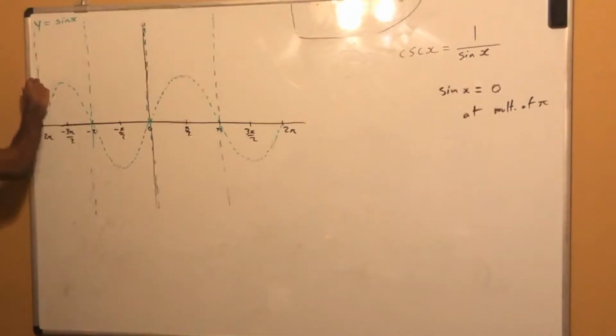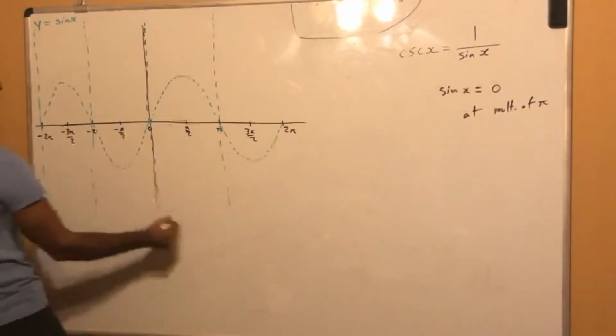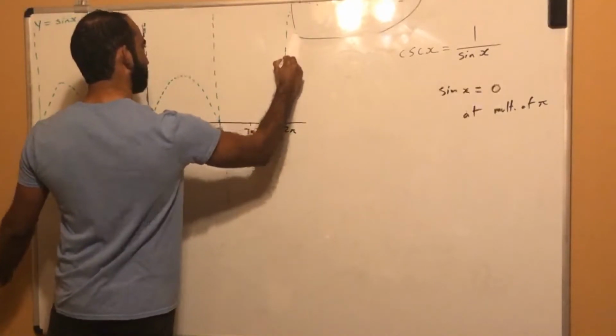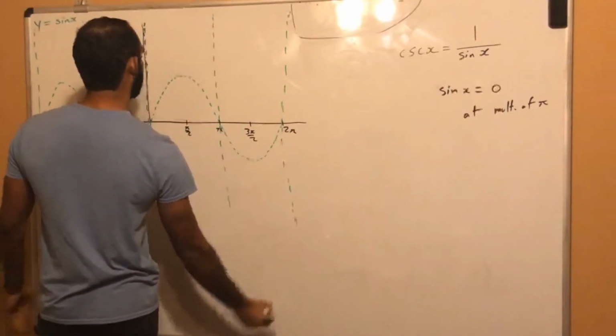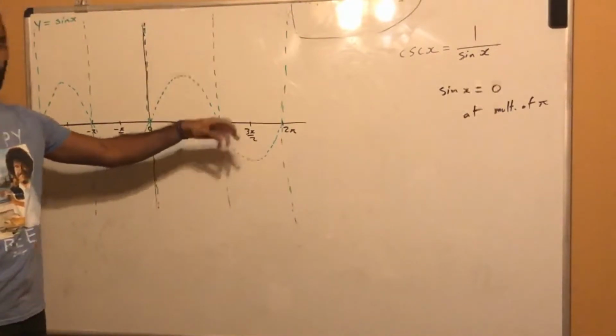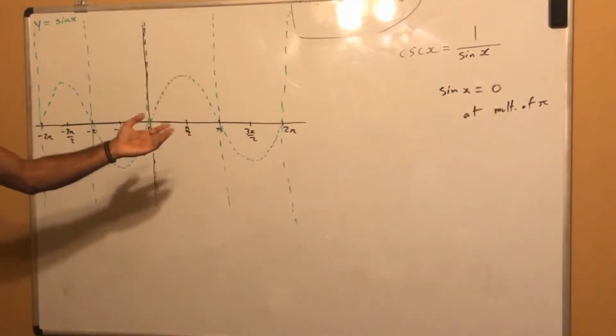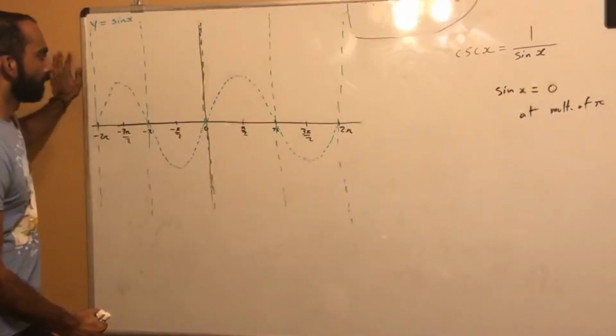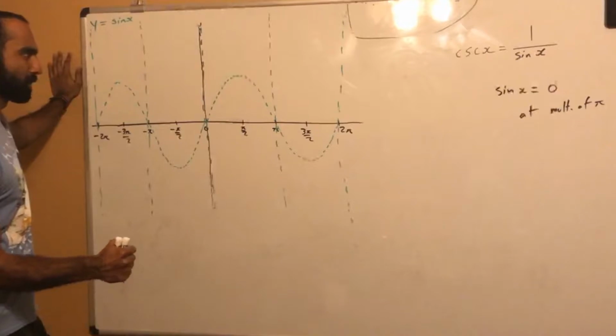Let's do one more, you'll see why in a second. Like so. So I know for a fact that cosecant is undefined at 0, pi, 2 pi, negative 2 pi, and so forth. Now let's look at the values where it's defined.